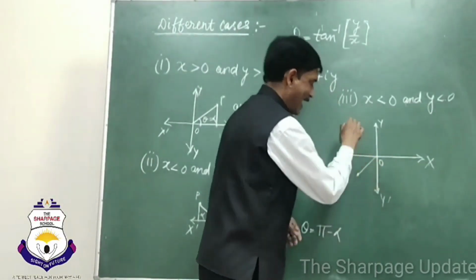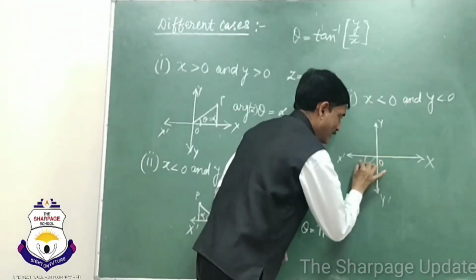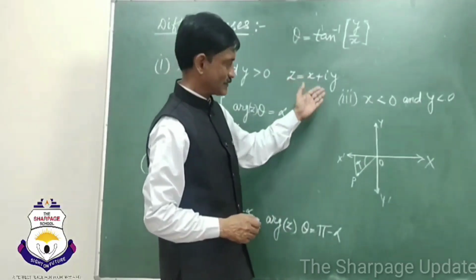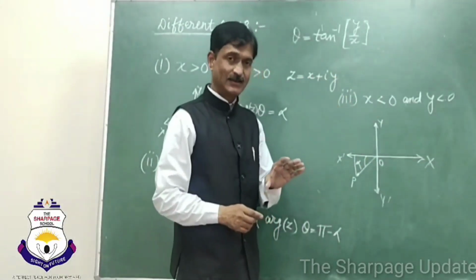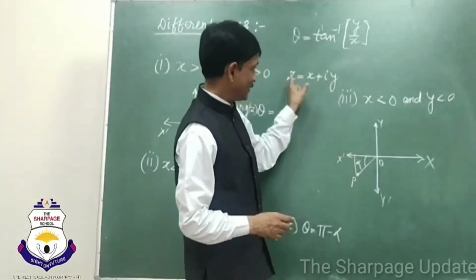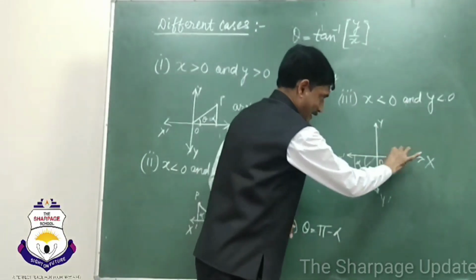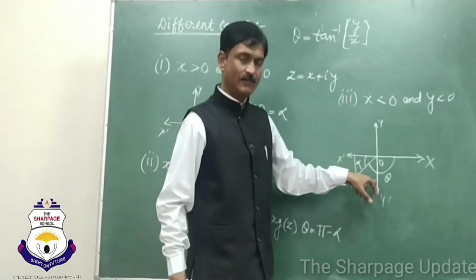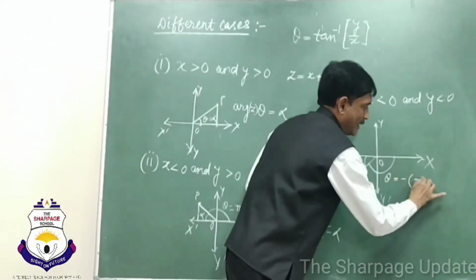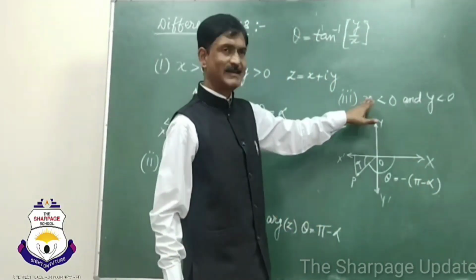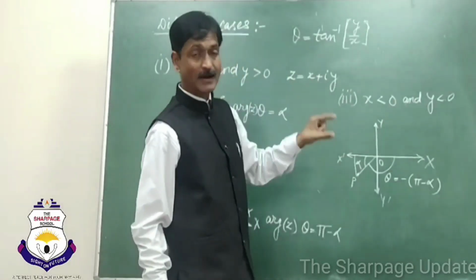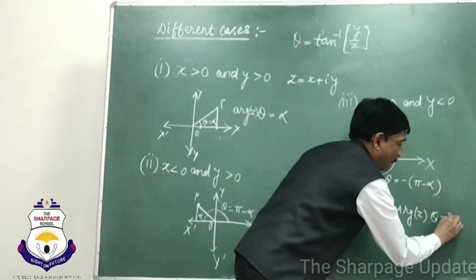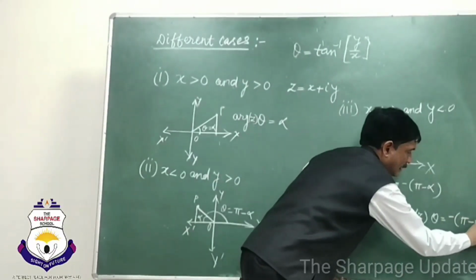Let the acute angle be alpha. OP is the modulus of this complex number. Now in this case, the argument or amplitude of the complex number z equal to x plus iy is represented by this angle, theta. Here in this case, theta equal to minus pi plus alpha. It means when x is less than 0 and y is less than 0, the argument of this complex number will be argument of z, theta equal to minus pi plus alpha.